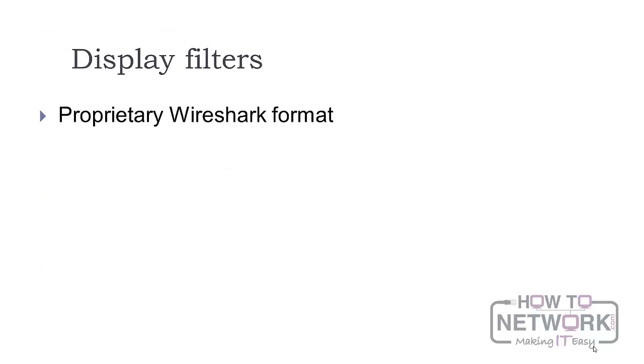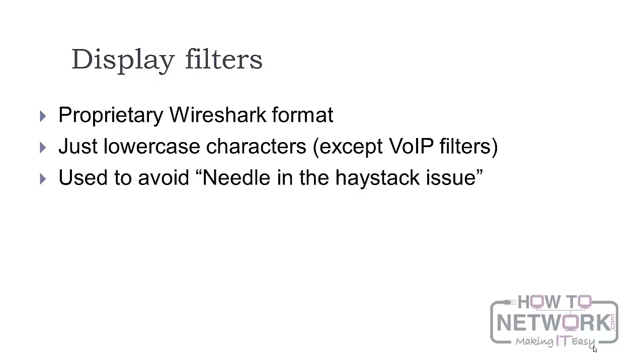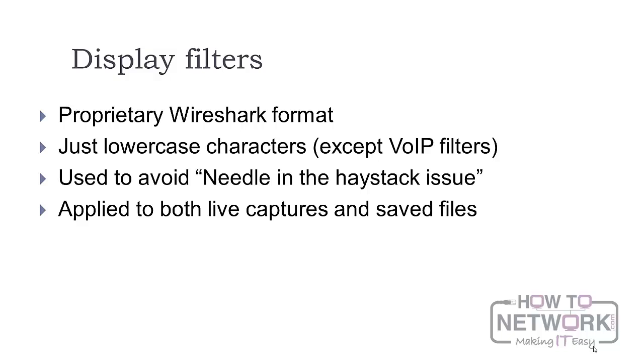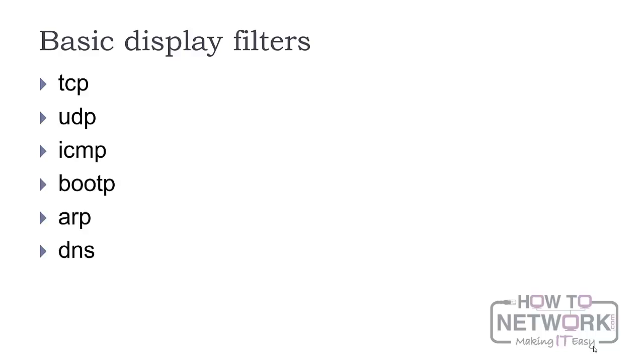Whereas capture filters use BPF syntax, display filters use a proprietary Wireshark format. All display filters except the VoIP ones use just lowercase characters. They are used to avoid the needle in the haystack issue by focusing just on traffic you need. Display filters can be applied to both live captures and saved files, and they don't modify the captured data. Some of the basic display filters are TCP, UDP, ICMP, BOOTP, ARP, and DNS.